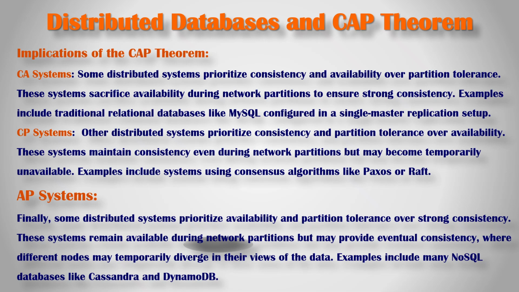AP systems. Finally, some distributed systems prioritize availability and partition tolerance over strong consistency. These systems remain available during network partitions, but may provide eventual consistency, where different nodes may temporarily diverge in their views of the data. Examples include many NoSQL databases like Cassandra and DynamoDB.